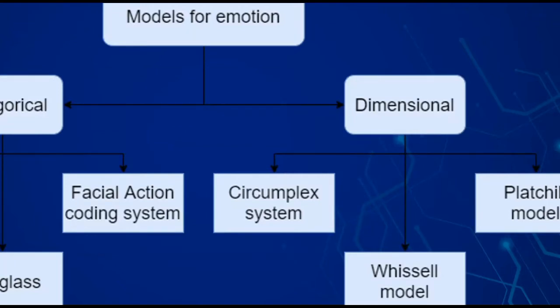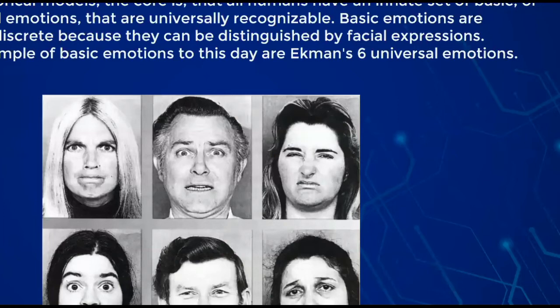But what is the difference between the categorical and dimensional models? Well, in the categorical models, the core idea is that all humans have an innate set of basic or fundamental emotions that are universally recognized. Basic emotions are considered discrete because they can be distinguished by facial expressions. The most popular example of categorical emotion, as I mentioned earlier, is Ekman's six universal emotions: anger, fear, disgust, surprise, happy, and sad.